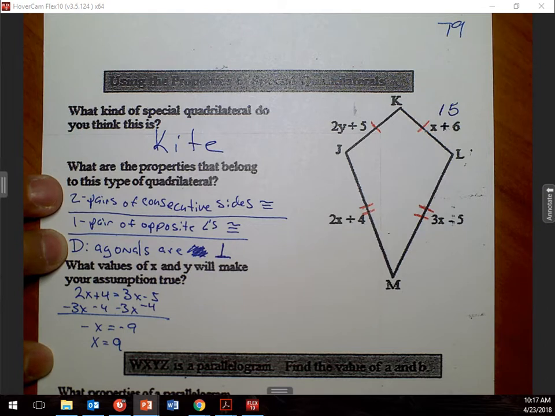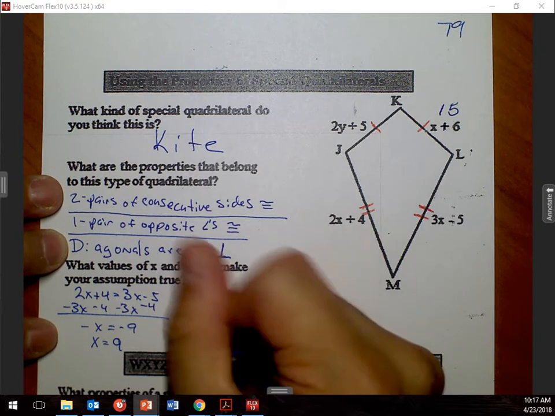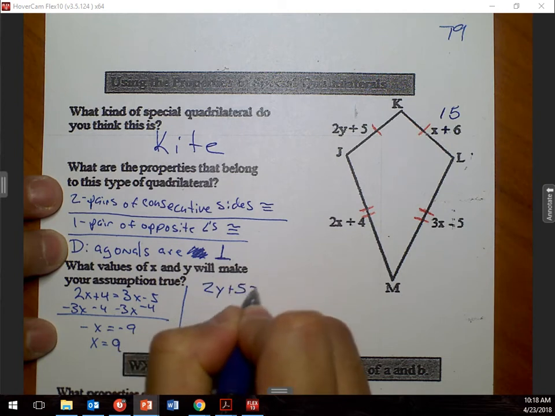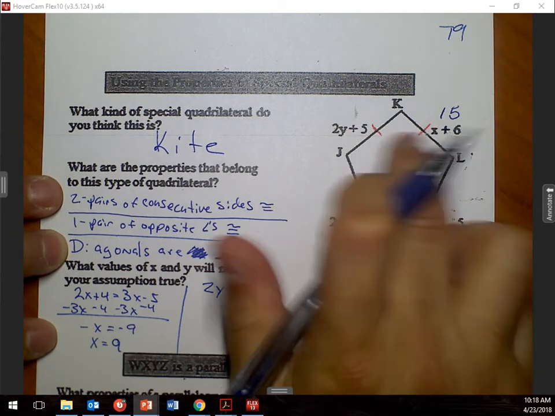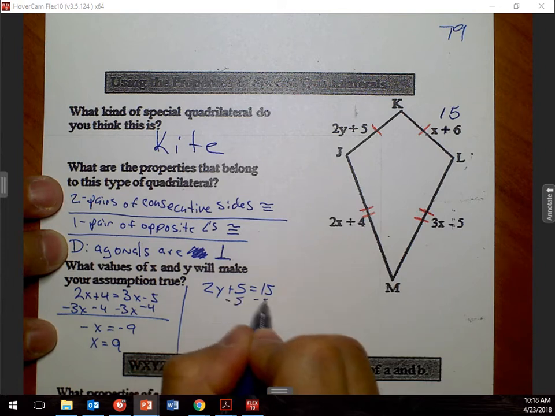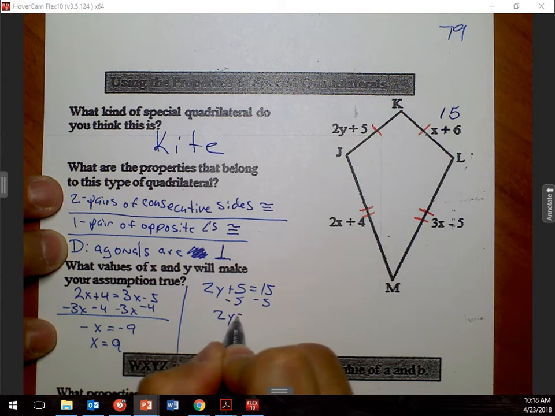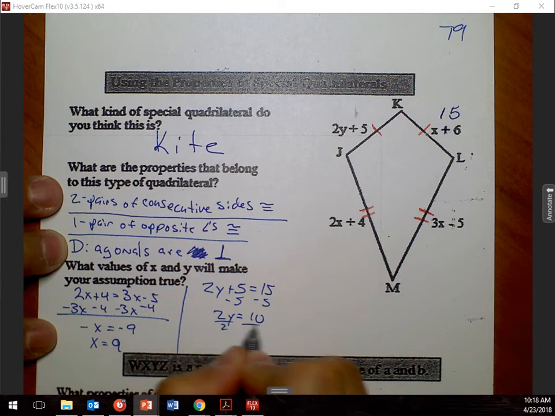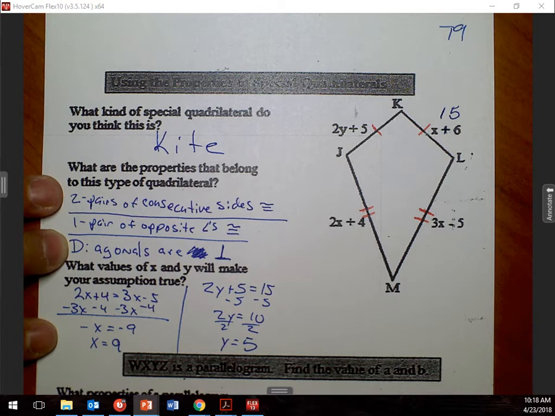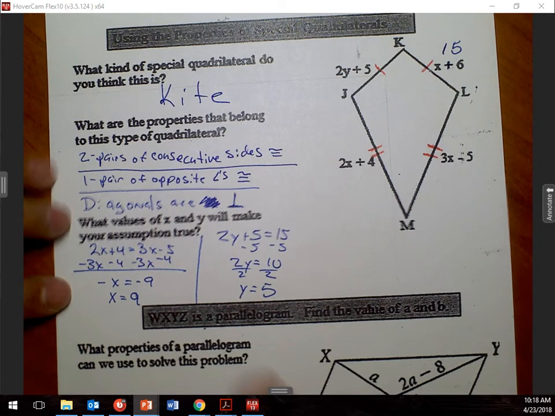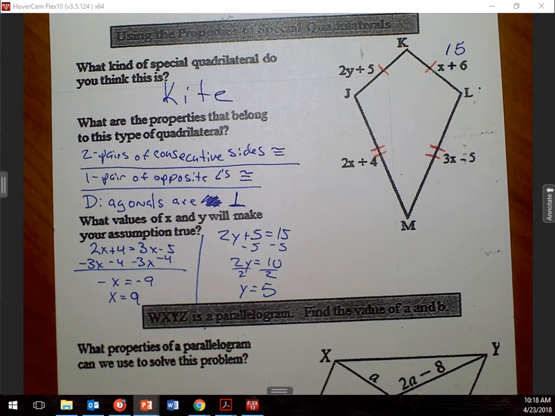Now to solve for y, what would I do? 2y plus 5 equals 15. Very good. 2y plus 5 equals 15, because these two right here are going to be equal to each other. Minus 5, minus 5. 2y is 10, divided by 2. y is 5. There we go. So we solve for x and y here.